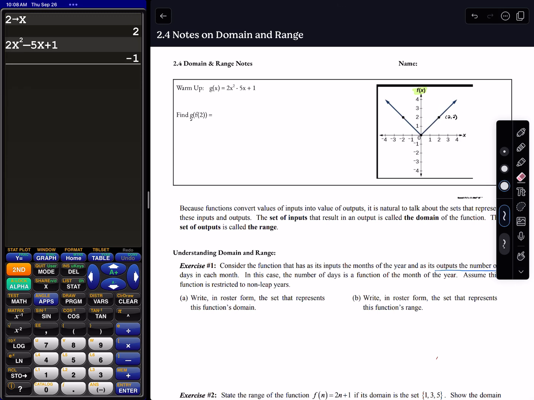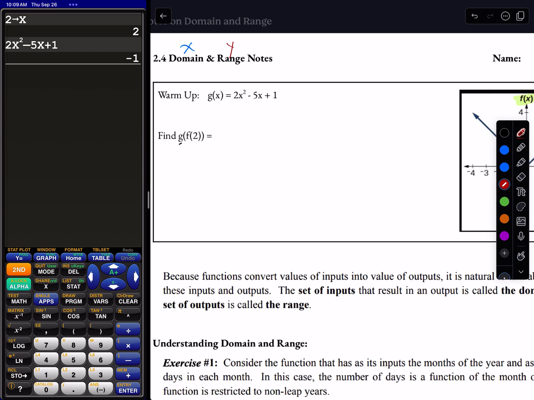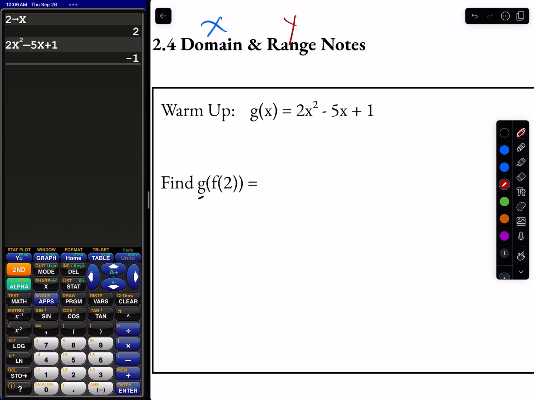Okay, so what we're going to look at here are our domain and our range of a function. The domain is considered the x value, and the range is considered the y value, and how that's kind of important to functions. But to start off, let's take a look at an example of a composition.